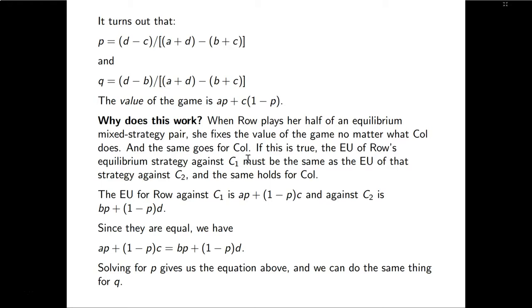Why does it work out to such a simple formula for finding the mixed strategy Nash Equilibria of a 2x2 game? Well, think about it this way. When row plays her half of an equilibrium mixed strategy pair, she fixes the value of the game no matter what column does. She fixes the value of the game at her security level. And the same goes for column. If this is true, the expected utility of row's equilibrium strategy against C1 must be the same as the expected utility of that strategy against C2, and the same holds for column. That is, the expected utility for row is not dependent upon what column decides to do, because row's equilibrium strategy sets the value of the game at row's security level. So no matter what column does, the value of the game will remain the same.